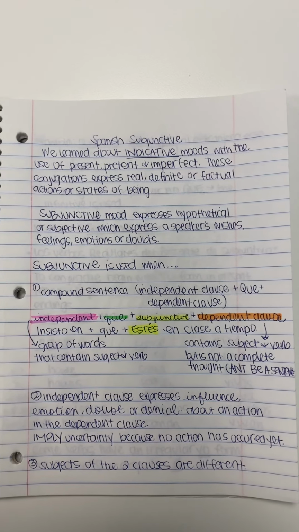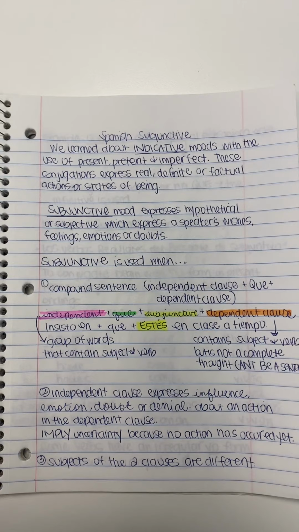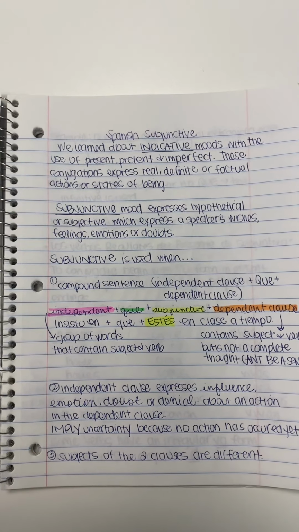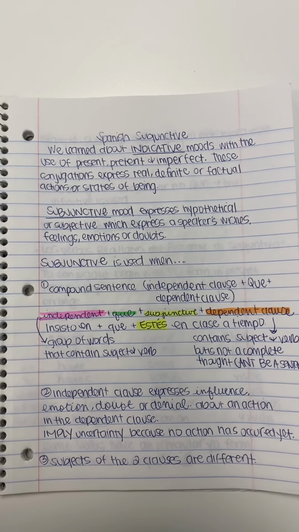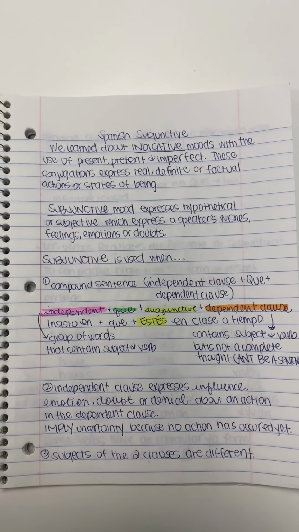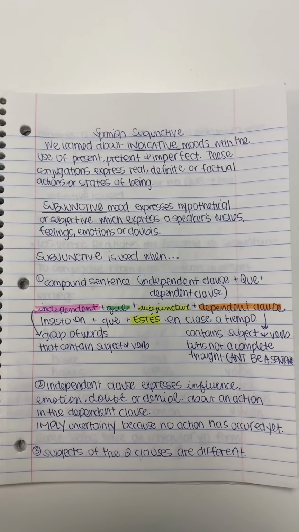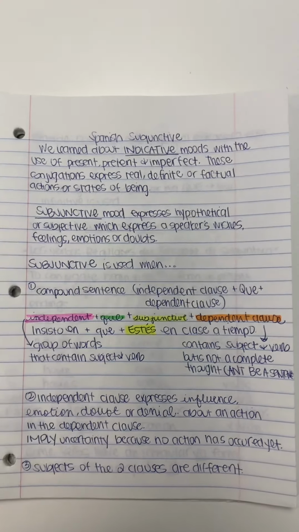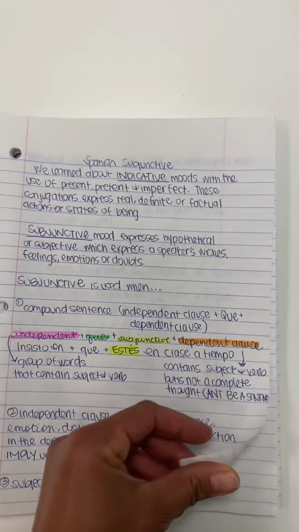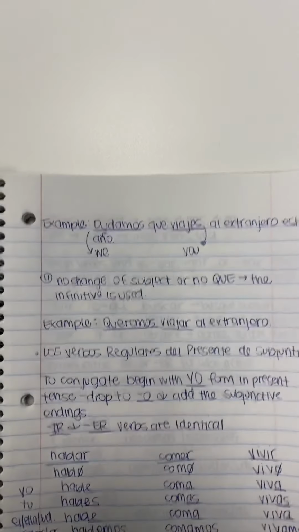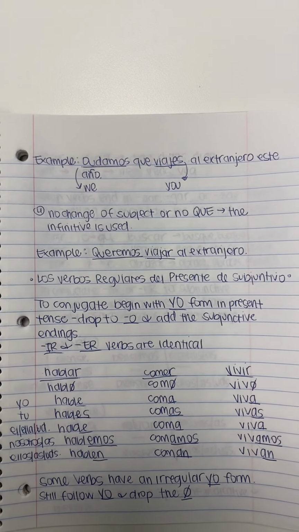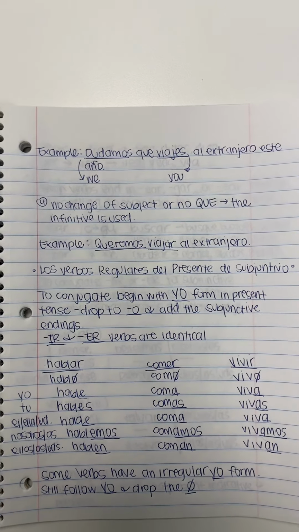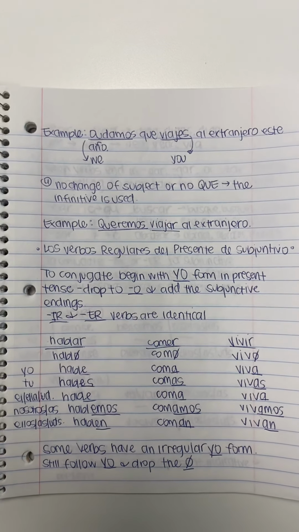and so it can't be a sentence or a standalone. And then the subjunctive is also used when an independent clause is used to express influence, emotion, doubt, or denial about an action. It implies uncertainty or that an action hasn't occurred yet. It is also used when the subjects of the two clauses are different. So the example that the book gave us was "Dudamos que viajes al extranjero este año." So it's we and you. So we can see there are two different subjects in that sentence.